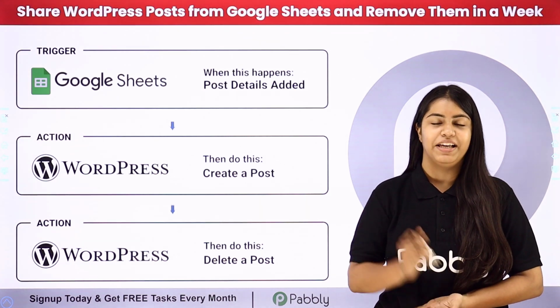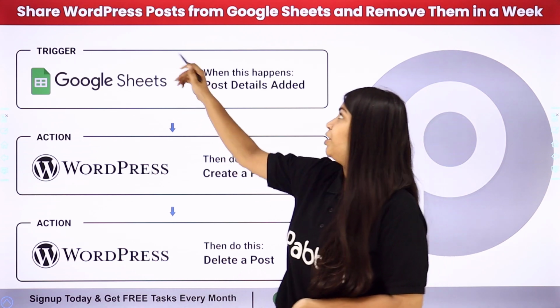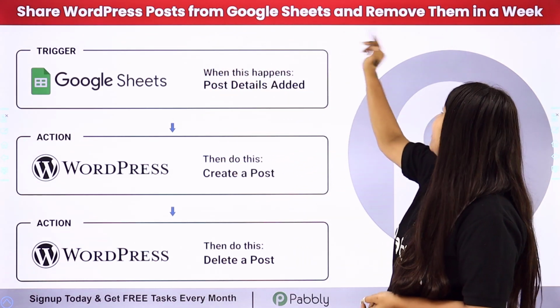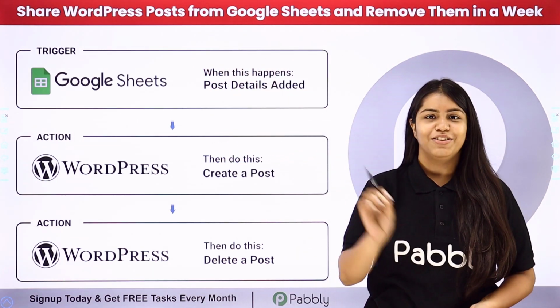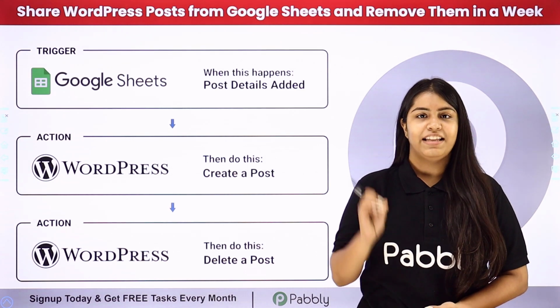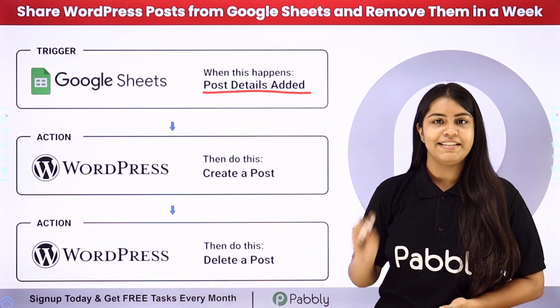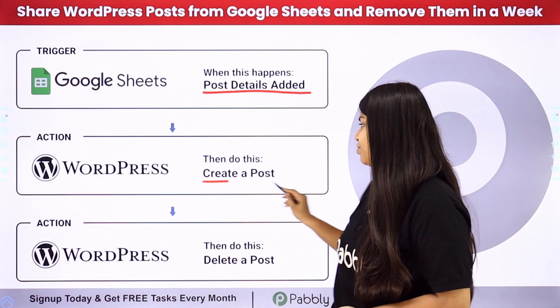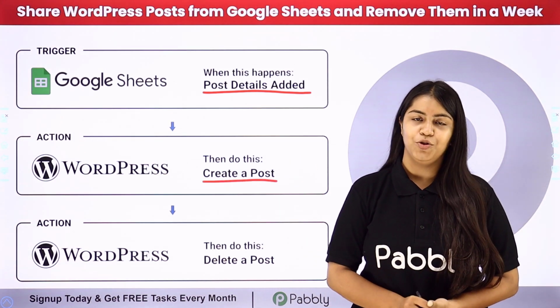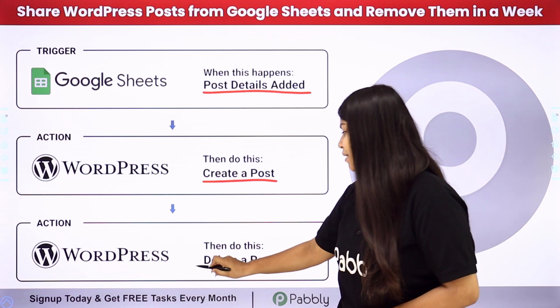The title of our today's video is how to share WordPress posts from Google Sheets and remove them in a week. So the objective of our today's video is that as soon as I add the post details in my Google Sheets, automatically a post should be created in my WordPress too, and then after a week that post should be deleted, that too automatically.